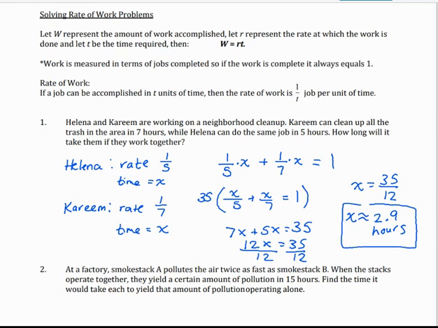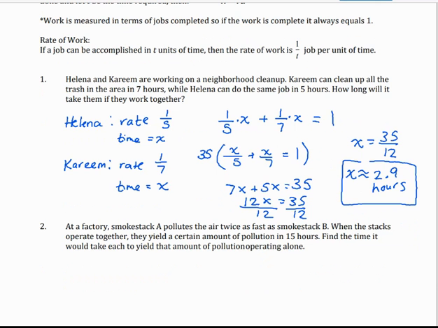Okay, so notice here, for our word problems, we're still using that 5-step situation. Step 1 is to organize your work. Step 2 is to define your variables. We did that where we said our time is x. Step 3 is to write our equation. Step 4 is to show our work. And then 5 is to write a sentence or make sure your answer is with a label. So 2.9 hours. Okay?